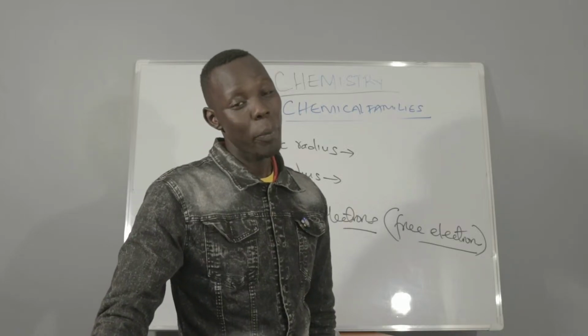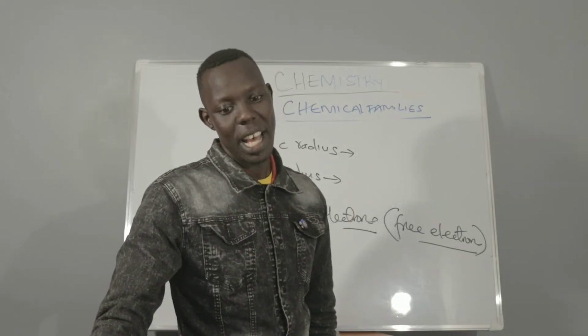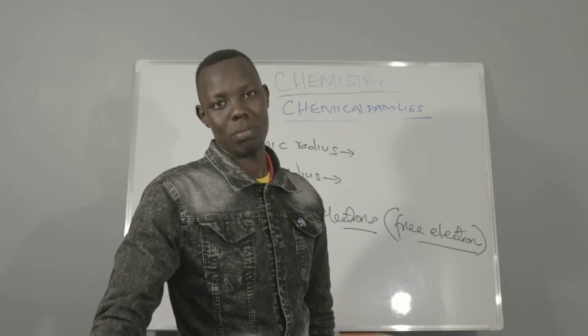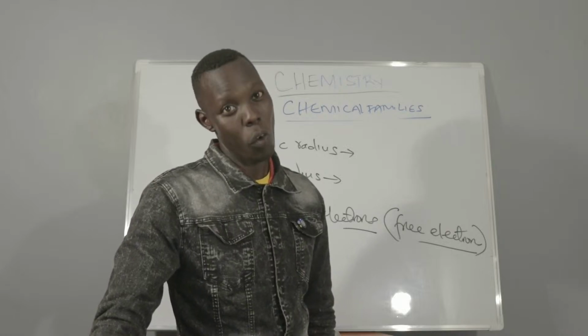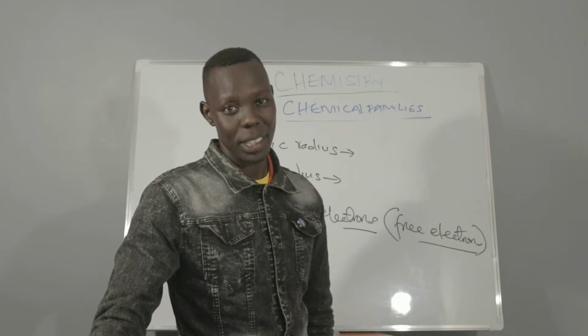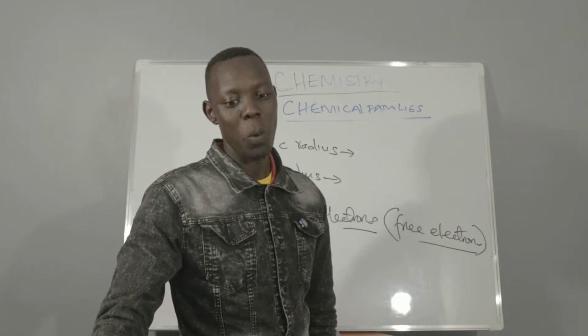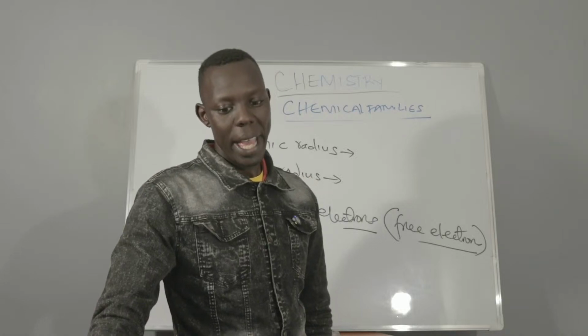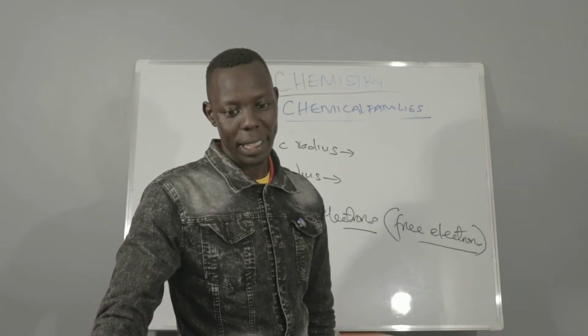What about melting and boiling points? They decrease down the group because of a decrease in what we call bonds. Later, when we get to structure and bonding, I will explain that. Now, what about electrical conductivity?